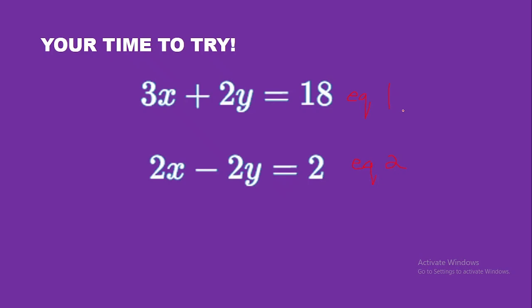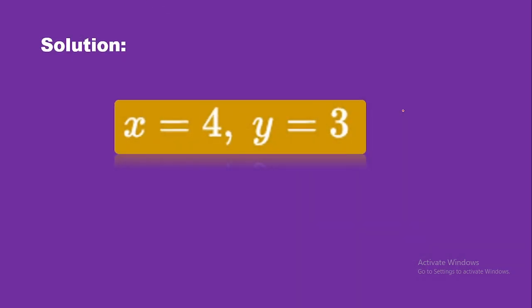So you ready? Alright. 5, 4, 3, 2, and 1. So x is equal to 4 and y is equal to 3. So if you get these as your answer, then great job.